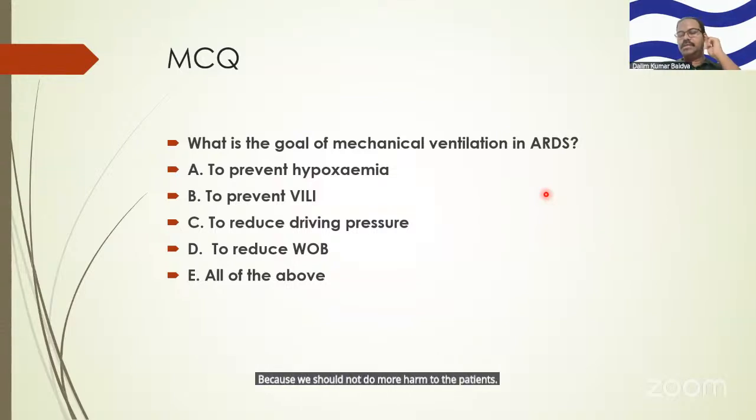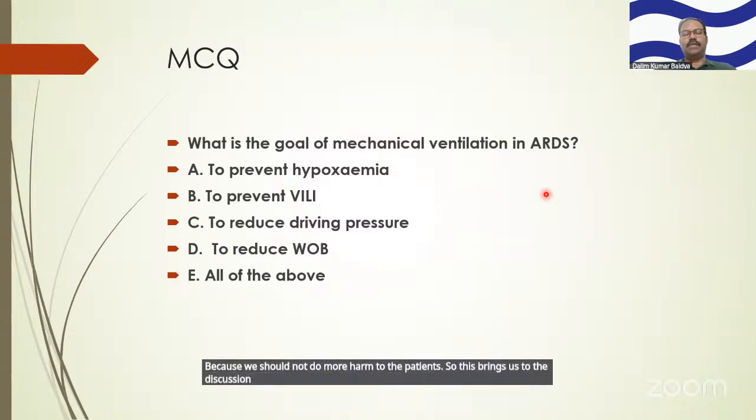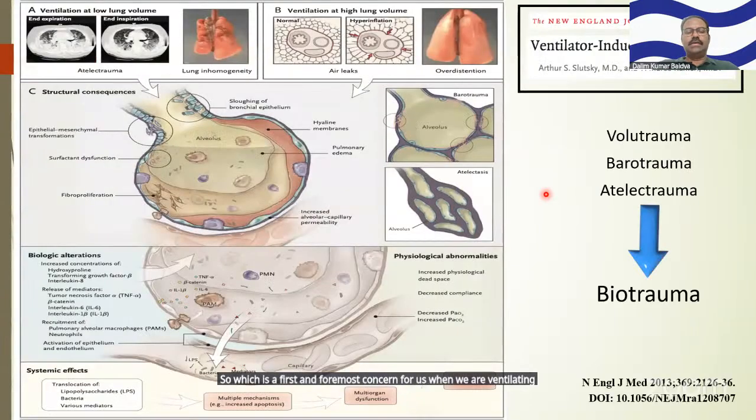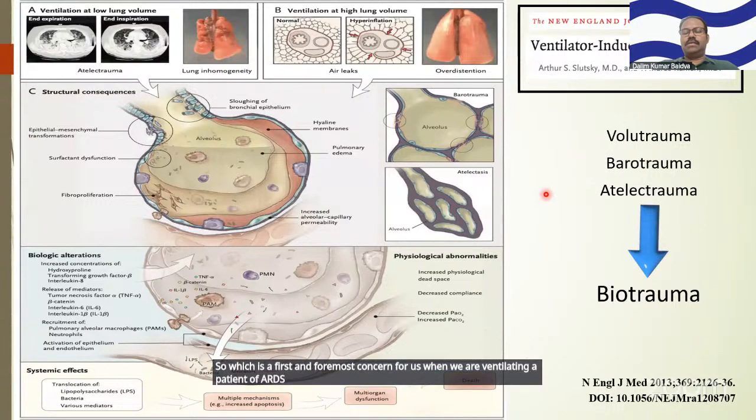So this brings us to the discussion of ventilator-induced lung injury, which is the first and foremost concern for us when we are ventilating a patient of ARDS. So, I would just like Anirban to quickly have a few words on the types of ventilator-induced lung injury. Then we can move ahead with the further discussion.